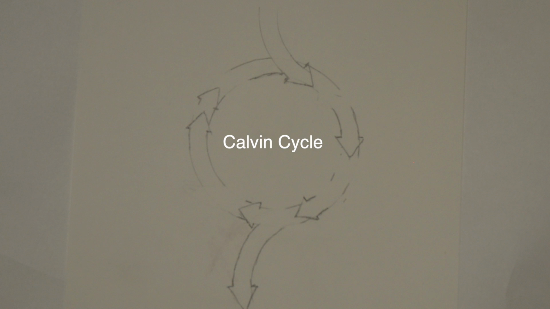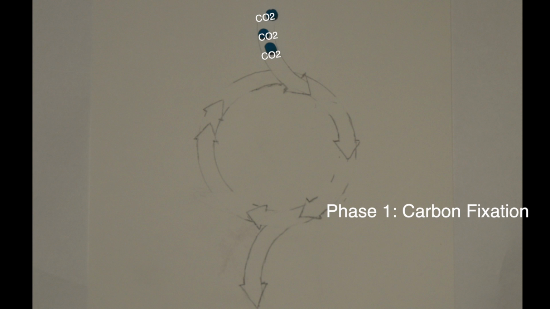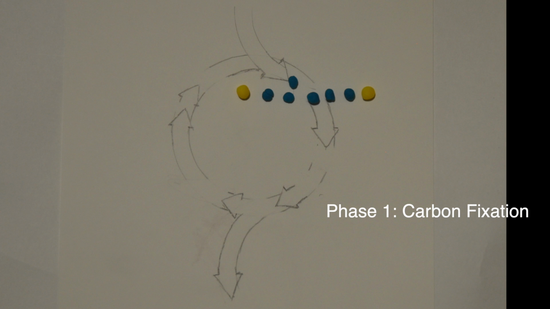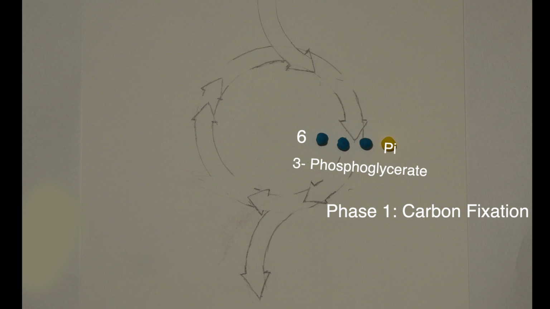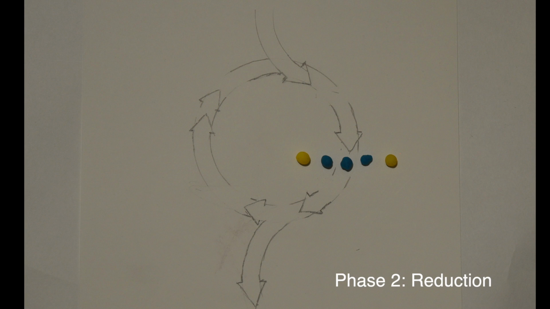Okay, now welcome to the Calvin cycle. And from the light reactions, we brought ATP and NADPH to the Calvin cycle with us. The first phase of the Calvin cycle is carbon fixation and is catalyzed by the most abundant protein in chloroplasts called rubisco. Phase 1 of carbon fixation then ends with the product of 2 molecules of 3-phosphoglycerate for each CO2 fixed. That's when we move on to phase 2, reduction.